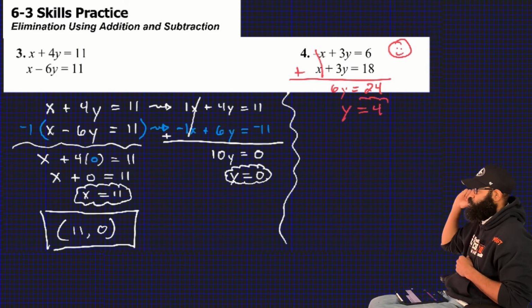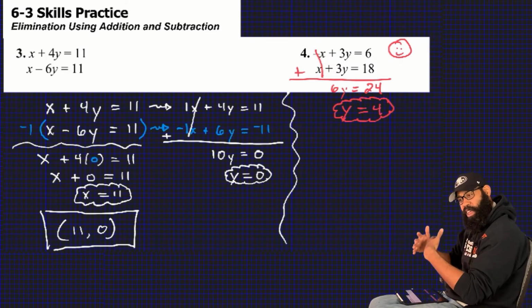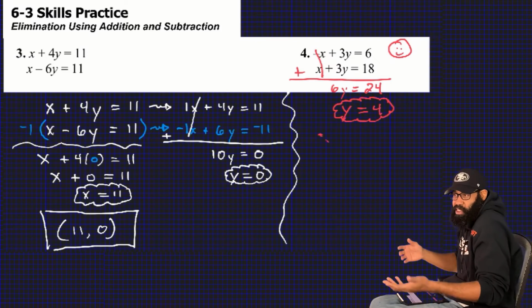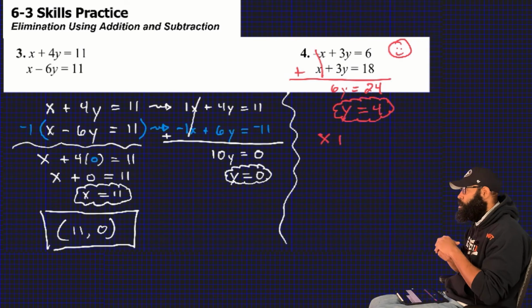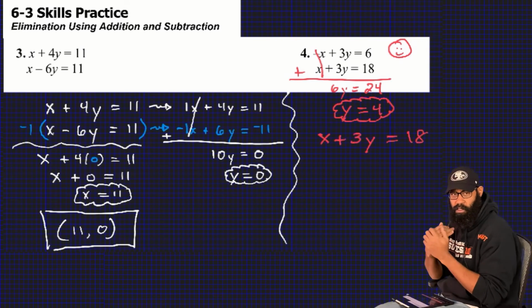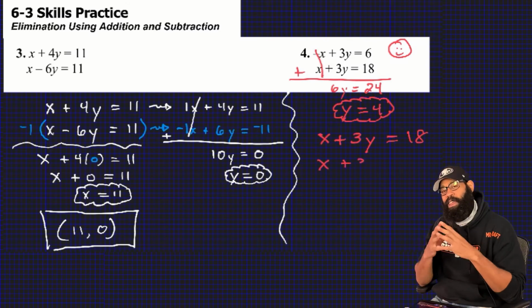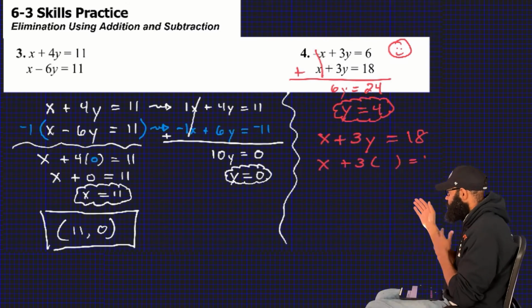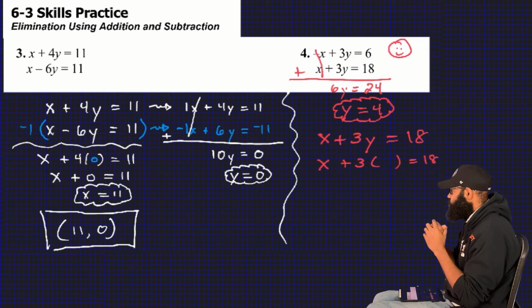So what times 6 is 24? 4. So it's pretty fast when you understand the concept, right? And the concept is just add and solve. But you can only add them if it's going to eliminate one of your variable terms. So in this case, we eliminated the x term, which ended up giving us y equals 4.